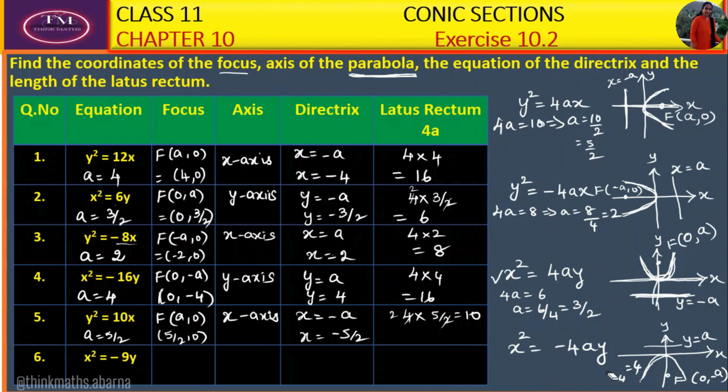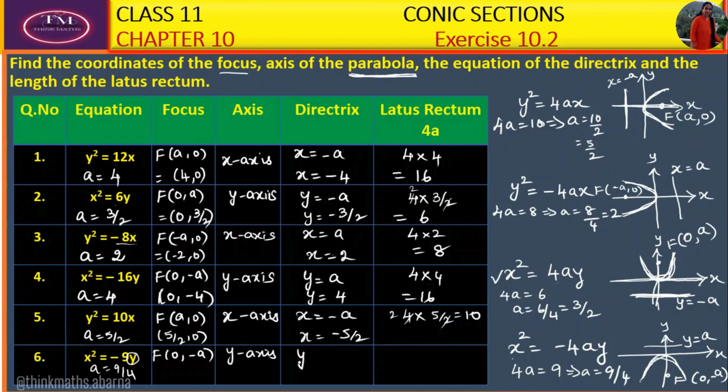Okay. So it is of the form x square equal to minus 4ay. So this is facing downwards. So the focus will be 0 comma minus a. On comparing this equation with x square equal to minus 4ay, we will get 4a is equal to 9, a is equal to 9 by 4. So a is equal to 9 by 4. Now it is along y-axis.